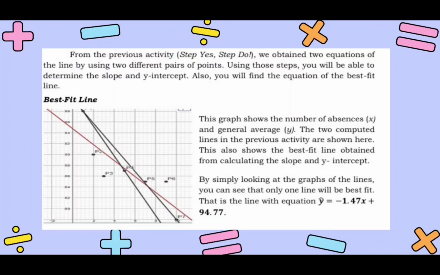This graph shows the number of absences, x, and general average, y. The 2 computed lines in the previous activity are shown here. This also shows the best fit line obtained from calculating the slope and y-intercept. By simply looking at the graphs of the lines, you can see that only the line with the best fit, that is the line with the equation y equals negative 1.47x plus 94.77.